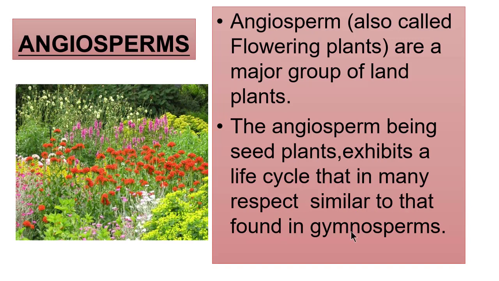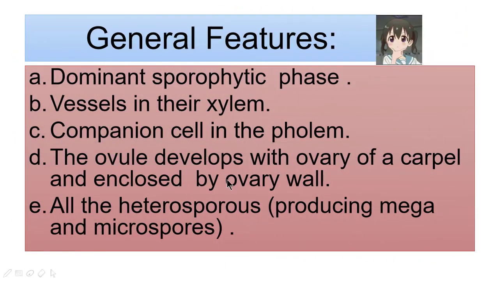So we are going on to the next slide. General features of angiosperm. The points are these: dominant sporophytic phase, vessels in their xylem, companion cells in the phloem. The seed will develop within the ovary of a carpel and be enclosed by the ovary wall. All are heterosporous, producing mega and microspores. We are going on to the next slide.